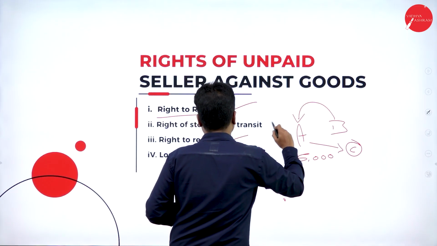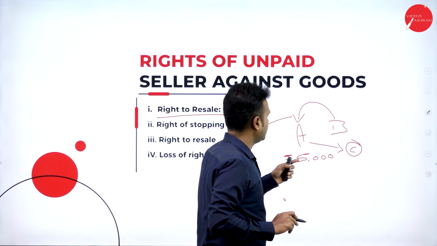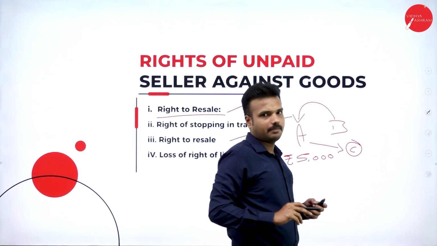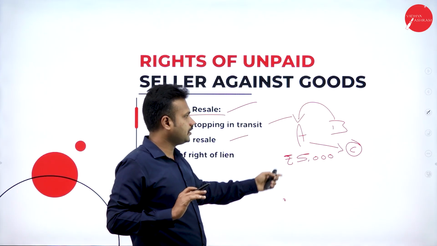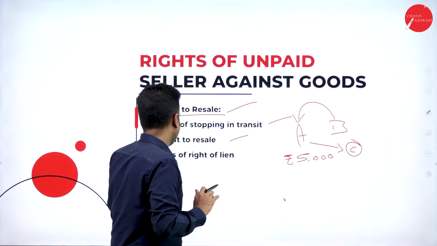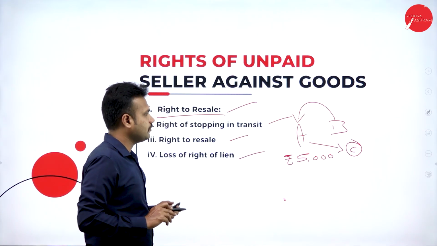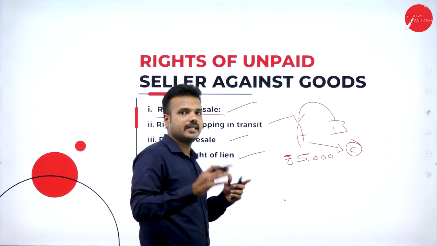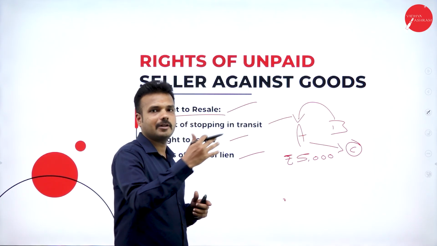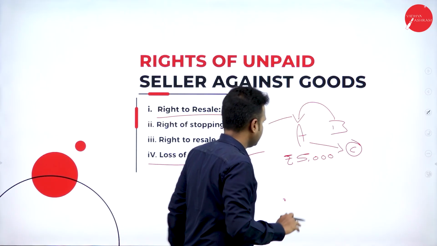Right of stopping in transit. The goods are being delivered from Mr. A to Mr. B. So he has a complete right, as I said, to stop the goods that are being delivered to Mr. B. Next one, loss of right of lien. Once the goods are delivered to Mr. B, A does not have any right to retain the goods because they are already delivered to Mr. B.